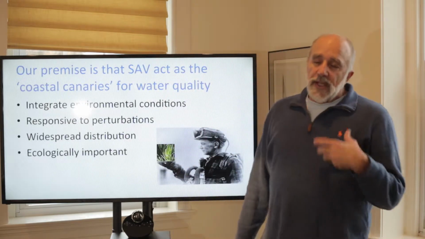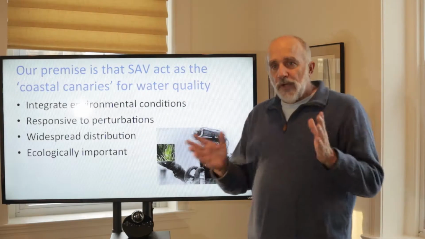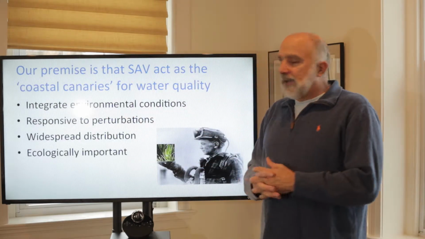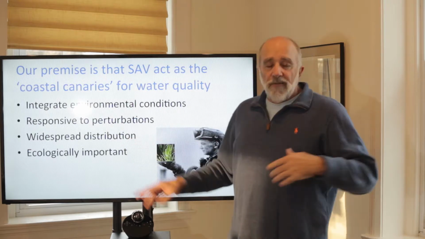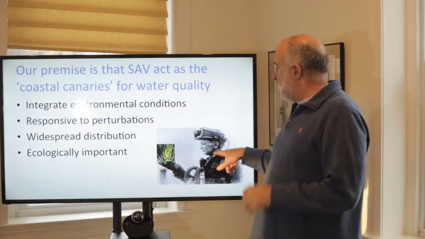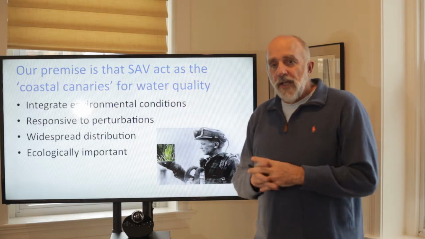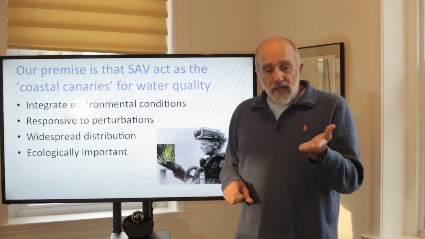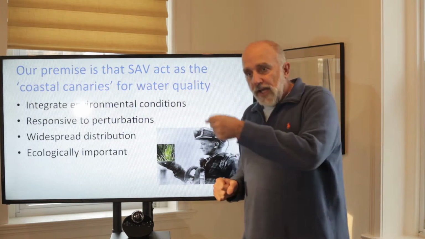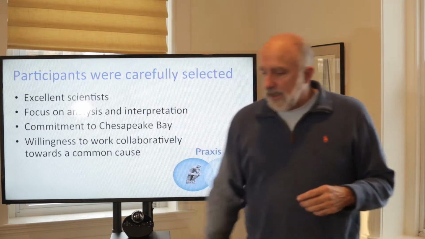We also have the premise that SAV are coastal canaries. They're the things that act as a very sensitive, long-term integrated indicator of water clarity and water quality overall. They integrate environmental conditions, they're responsive to perturbations. The fact that we have SAV throughout the Bay helps, and they're ecologically important as well. So like this miner that was looking at a canary, we replaced the canary here with the SAV. And remembering what happened when the canary fell over in the mine, that gave the humans enough time to grab their cage, take them out, and save themselves and the canaries. And so the SAV represents our canary in Chesapeake Bay.